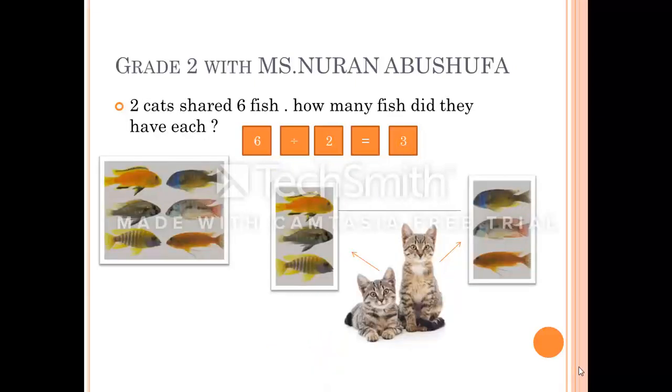2 cats shared 6 fish. How many fish did they have each? Here, as you can see, we have 6 fish and 2 cats. They want to share them together. So, sharing is dividing. 6, because you have 6 fish, divided by 2 cats, equals 3. Why? Because 3 times 2 equals 6.